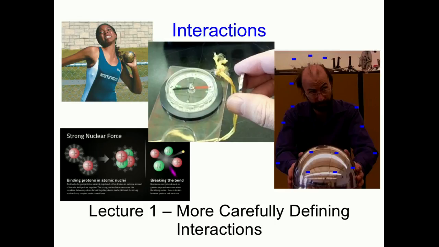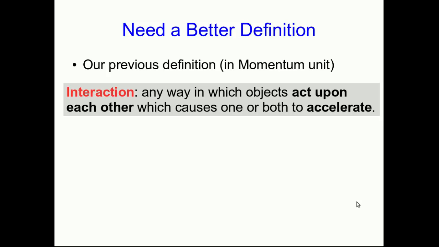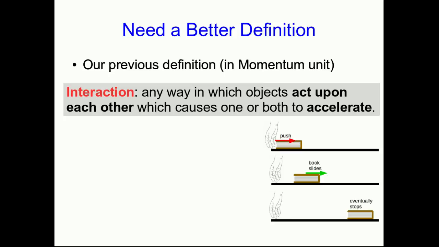And in Lecture 1, the first thing we need to do is more carefully define what we mean by an interaction. Ever since the Momentum Unit, we've been working with this definition of interaction as a way in which objects act upon each other which causes one or both to accelerate. And that was a sensible definition at the time, in part because the easiest effect of an interaction to observe is the acceleration which it causes.